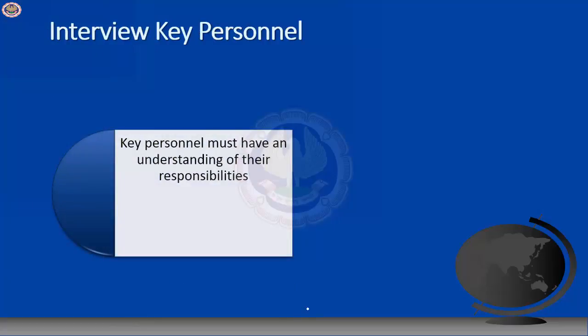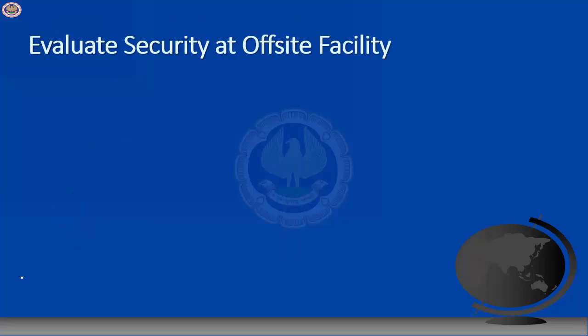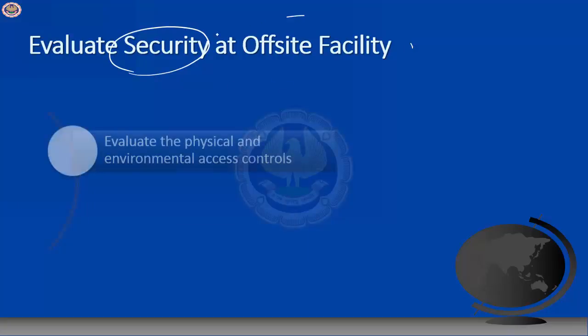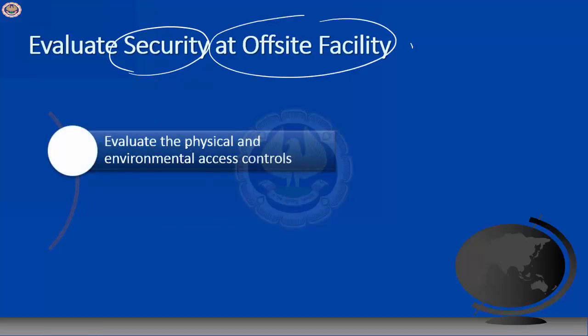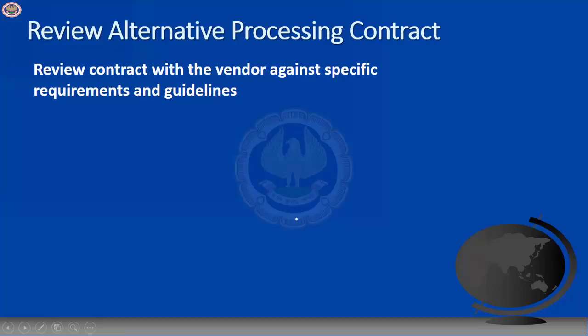You also interview the key personnel to check whether they understand the responsibilities, and also the documentation, the current latest documentation as applicable to the enterprise has been kept in an offsite location. So you also evaluate the security at an offsite location, evaluate the physical and the environmental access controls. You check the equipment to check whether it's actually working, whether there are calibration tags for this.